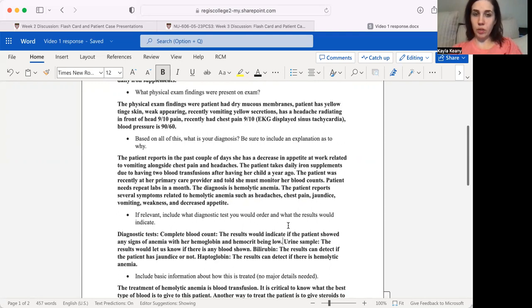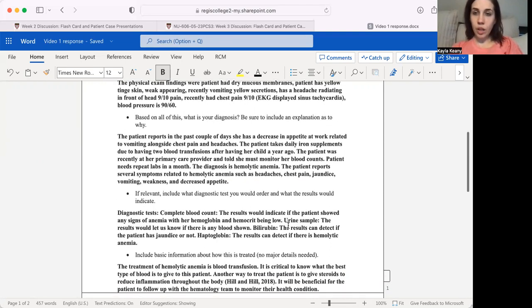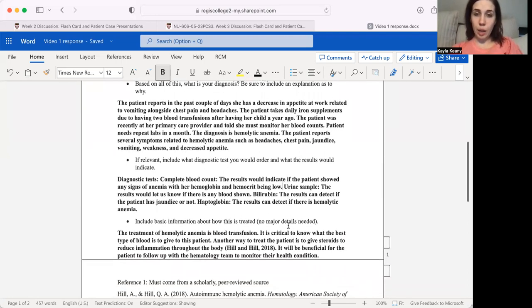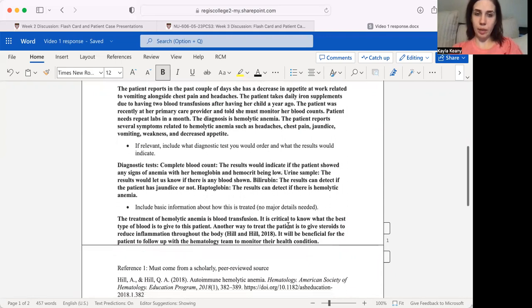The patient reports several symptoms related to this, such as headaches, chest pain, jaundice, vomiting, weakness, and decreased appetite. For this, there are several diagnostic tests, the first one being a complete blood count. This will let us know if her hemoglobin and her hematocrit are low. A urine sample will detect if there is any blood in her urine. A bilirubin to detect if there's any jaundice or not. The patient has a yellow tinge appearance, so this will tell us if there definitely is jaundice or not. And the haptoglobin can detect if there's hemolytic anemia.